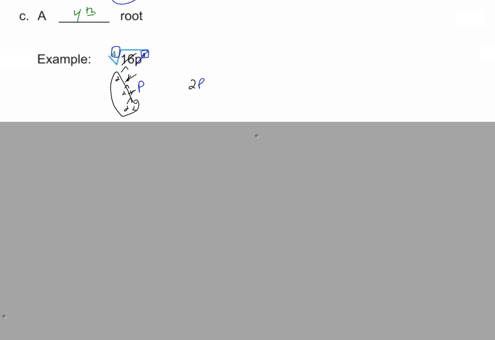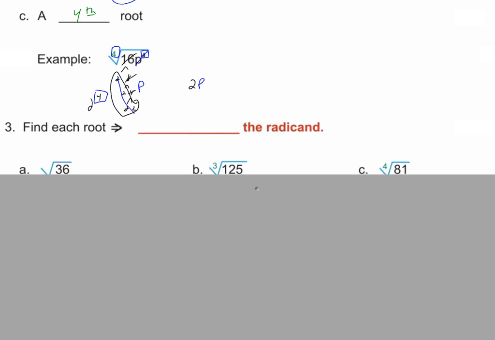Now, if your brain doesn't like saying there are four 2's, and therefore the root is one of them, you could also write 2 to the fourth. Isn't that 2 times 2 times 2 times 2? And you're right back to this exponent matching the index, and the fourth root is the base. And you get 2p.